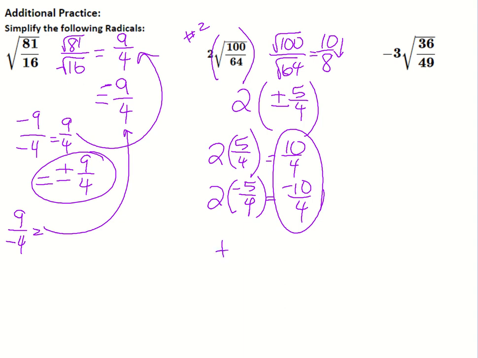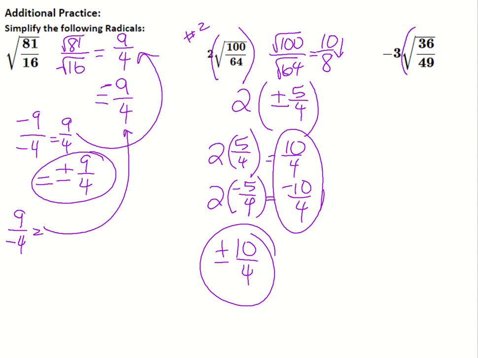We could write plus or minus 10 over 4. It's another way we could say it. But I just want to point out that that's what that 2 on the outside is saying. It's like, hey, first we have to do this radical, because radicals or square roots are part of the exponent family. Exponents come before multiplying. So I have to first simplify that part, then I can do my multiplication.